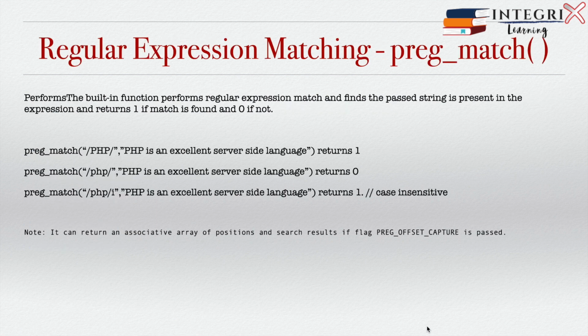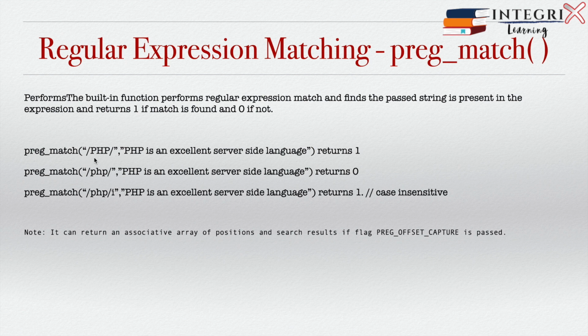Regular expressions: there is a library of functions in PHP for regular expression matching. preg_match is one of the main ones. In this function, we pass the pattern which we want to find. We pass the string in which we want to find the pattern, and then it returns 1 or 0. If it finds a match, it returns 1. If it doesn't, then it returns 0.